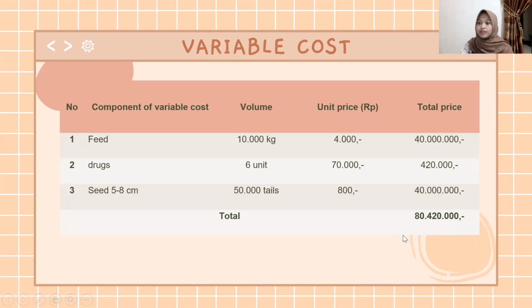Next, we also have the variable cost. The data is like this. We have 3 components of variable cost: feed, drugs, and seed. With this volume, this unit price, and this total price, we get the total variable cost of 80 million 420,000 rupiah.